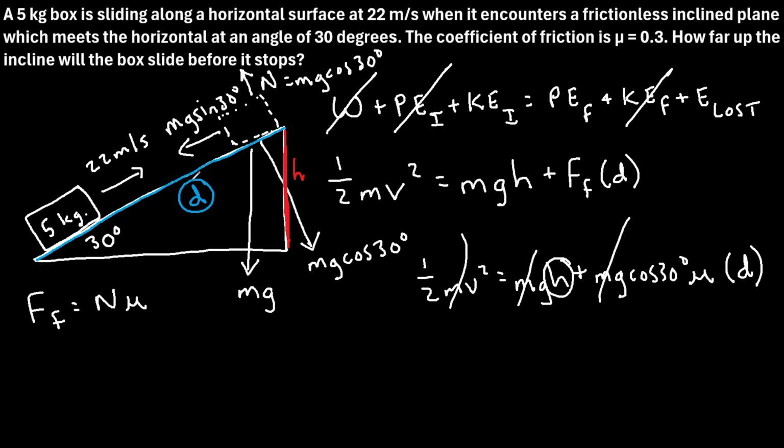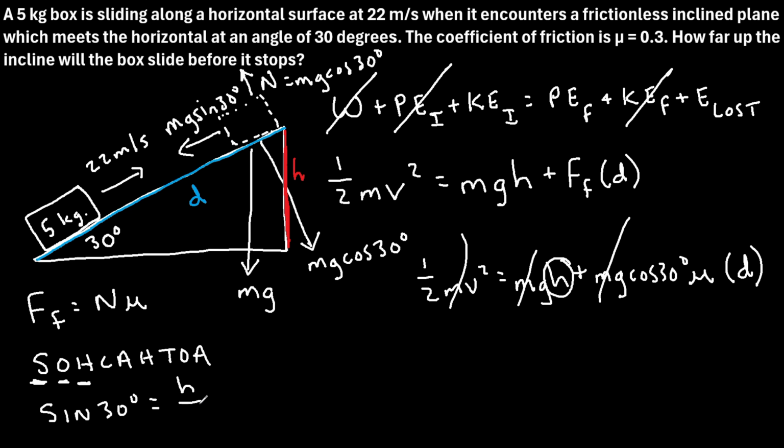So to find d, here's what we can do. We can use a little trigonometry, where if you recall the acronym SOHCAHTOA, this tells us that the sine of an angle in a right triangle is equal to the opposite side of the right triangle divided by the hypotenuse. So we can say that the sine of 30 degrees must be equal to the opposite side, which would be this side right here, divided by the hypotenuse. And the hypotenuse would be d. So the sine of 30 degrees must be equal to h over d.